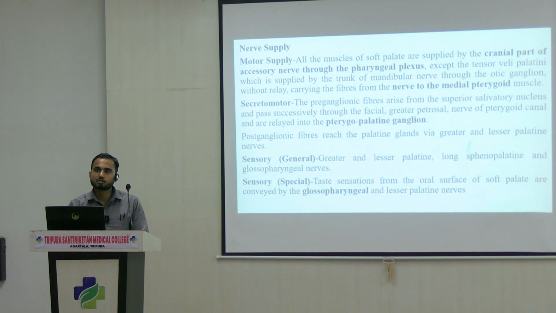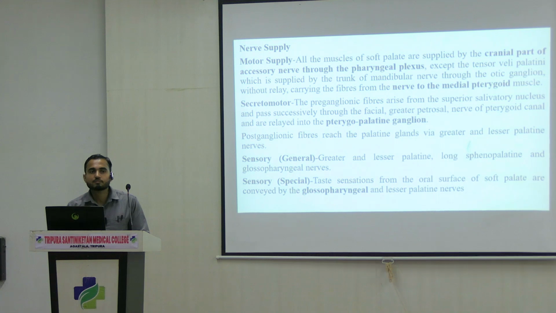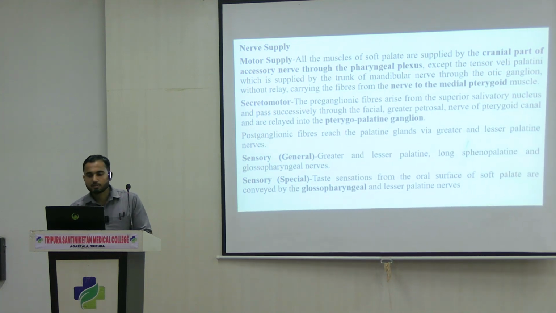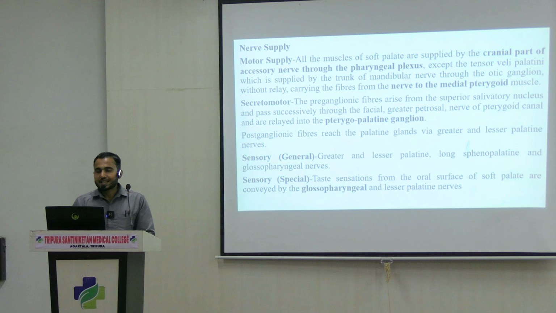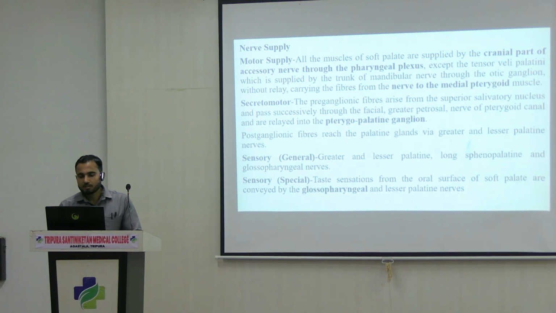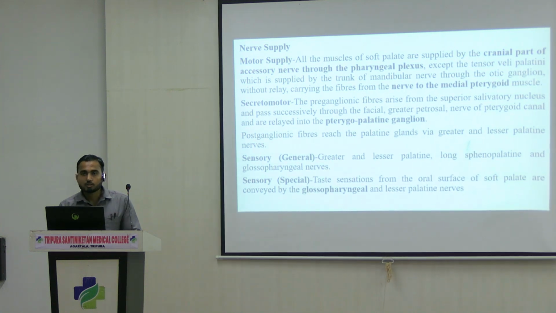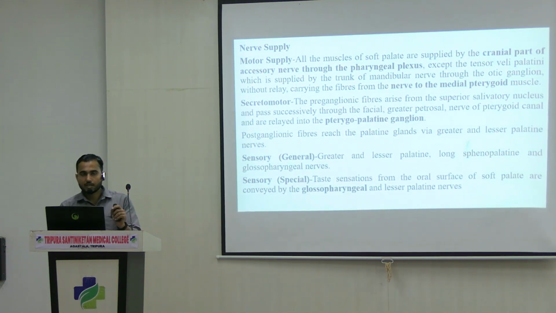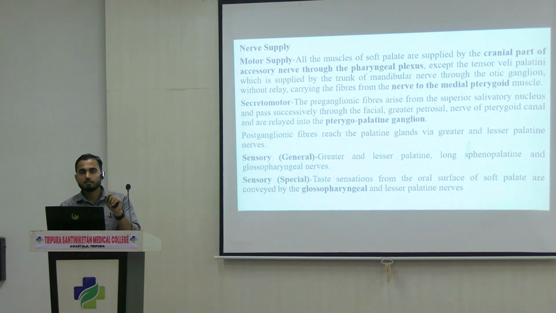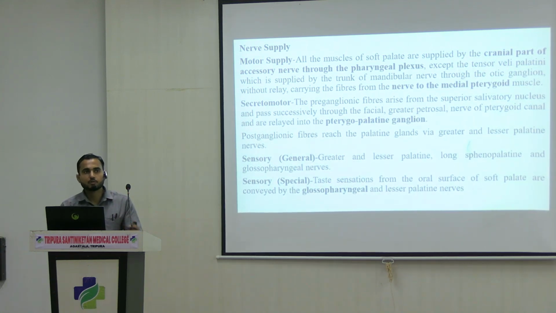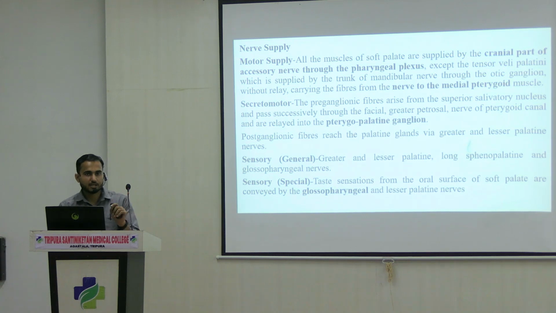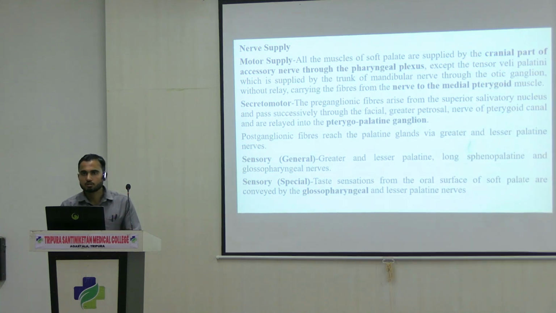All the muscles of the soft palate are supplied by the pharyngeal plexus, which comes from the vagus nerve, except tensor veli palatini, which is supplied by the nerve to medial pterygoid, a branch of the mandibular division of the trigeminal nerve. From the beginning I am mentioning that whenever we discuss these points, especially the nerve supply, an exception is there, and you have to know it.